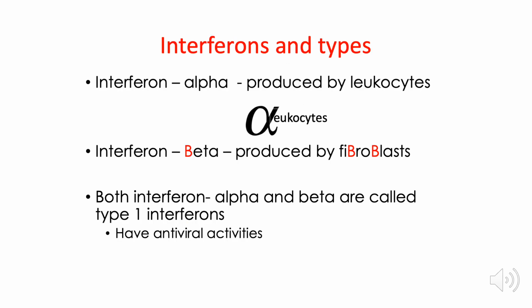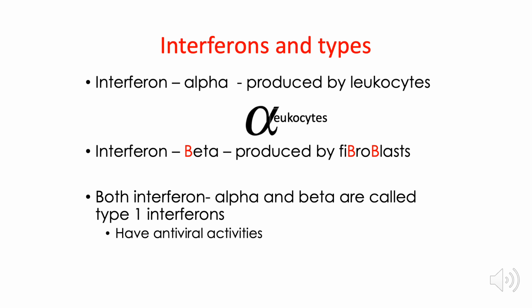These are the different types of interferons. We have interferon alpha and interferon beta. Interferon alpha is produced by leukocytes. I intentionally indicate here the alpha sign, and it is used to spell the word leukocytes. That is to make you somehow understand that the leukocytes are the primary producers of interferon alpha. Interferon beta, on the other hand, is produced by fibroblasts, and I intentionally highlighted the letter B's on the fibroblasts.